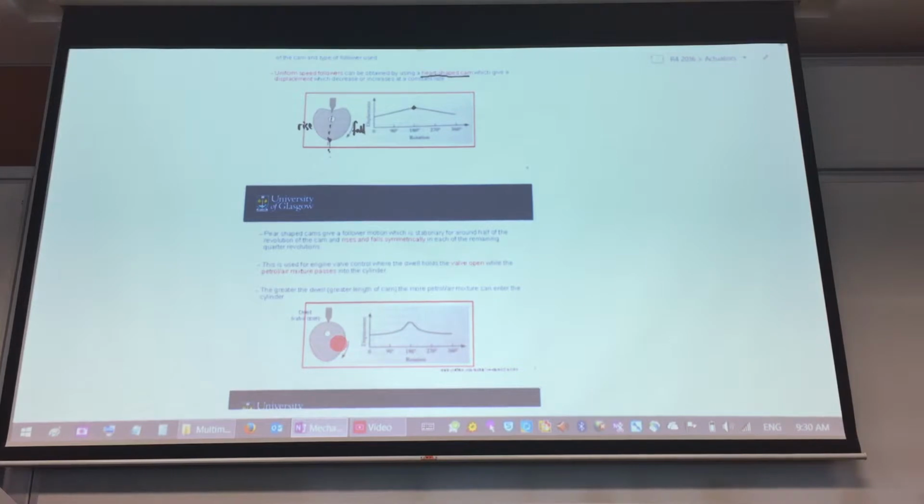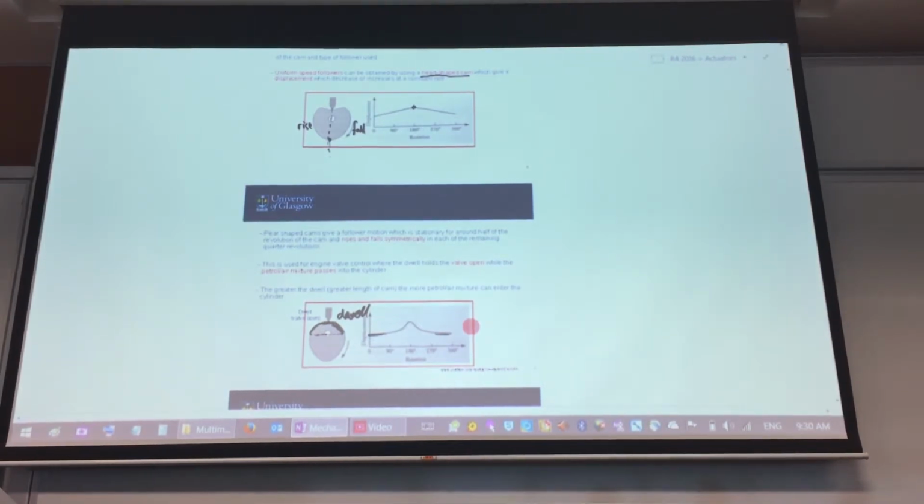So you could see that the pear shape, this part of it, is mostly in the dwelling state. This part of it is mostly in the dwelling state. And that's why you have this displacement here, more or less kind of straight.